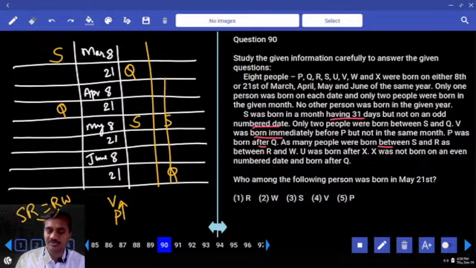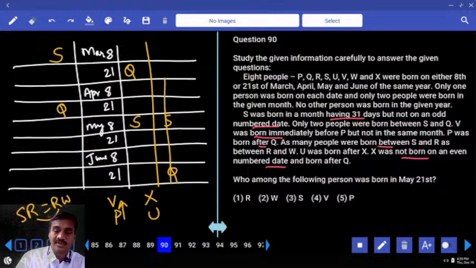And U was born after X. X was born on an even number date and born after Q. And after Q, odd number date. X after Q, odd number date.